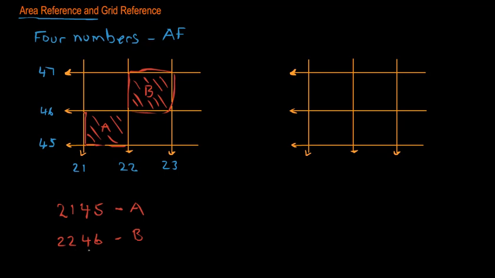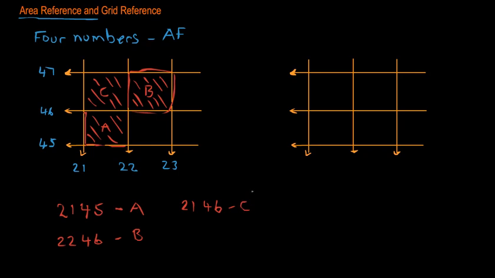If we were to do another one, let's say this one's C up the top here. Again, like I said, it refers to the whole square. So here's the square. Let's look at the furthest left-hand line and go all the way down. It's 21. And if we look at the baseline of our C square, it lands on the 46. So 21, 46 would be the area reference for C.